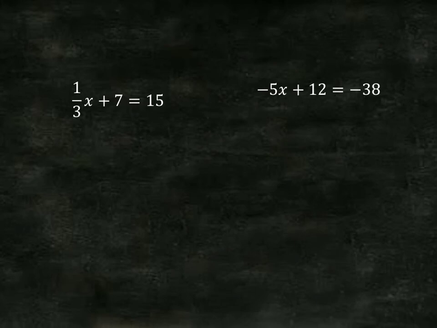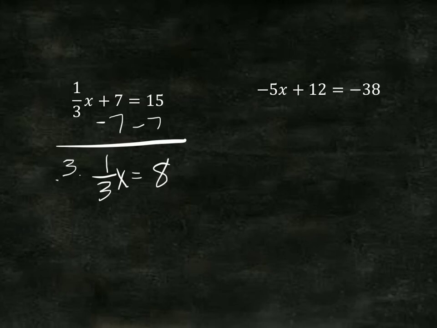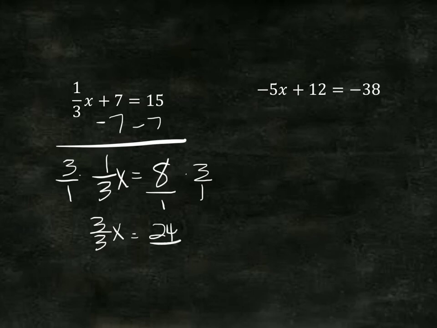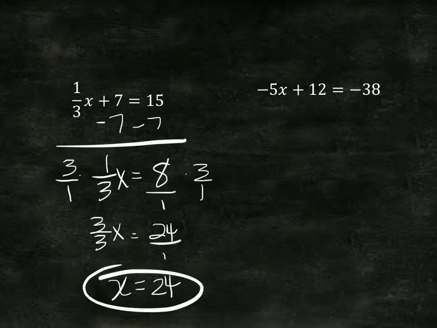All right, let's work them out. You should have subtracted 7 from both sides, giving us 1/3 x equals 8. To get rid of that 1/3, I need to multiply by its reciprocal. 3 times 1 over 1 times 3 becomes 3 over 3 x. And 8 times 3 over 1 times 1 is 24. That gives me x equals 24. So if you got 24, congratulations.